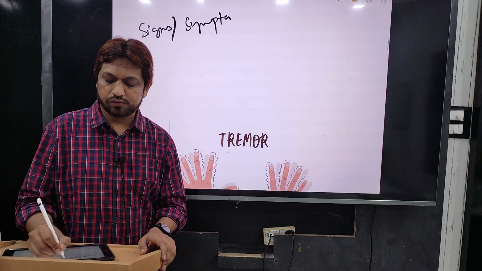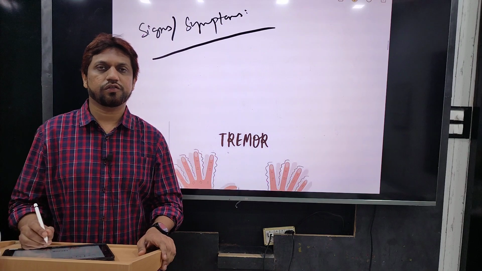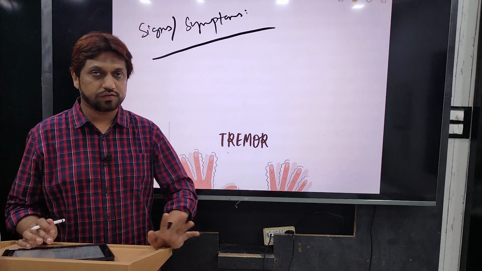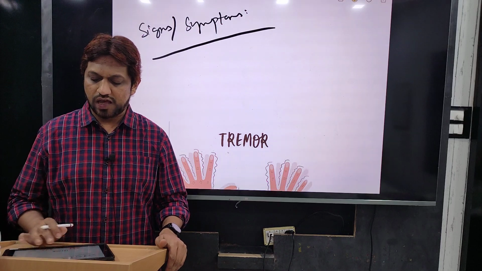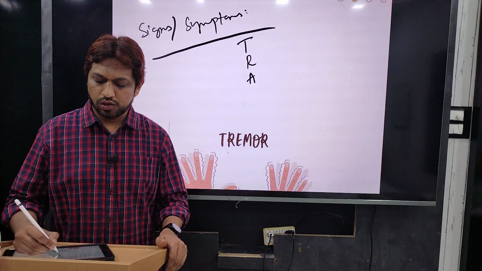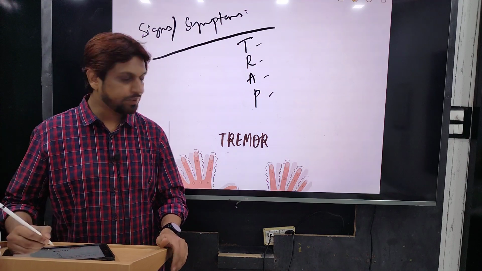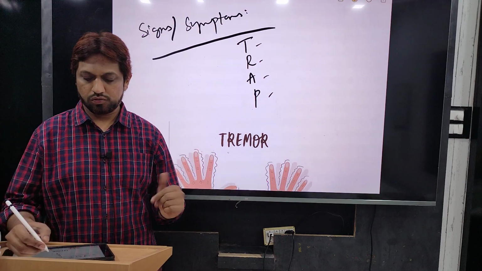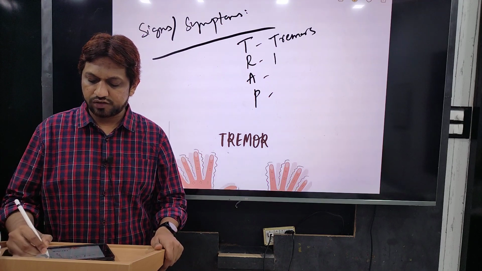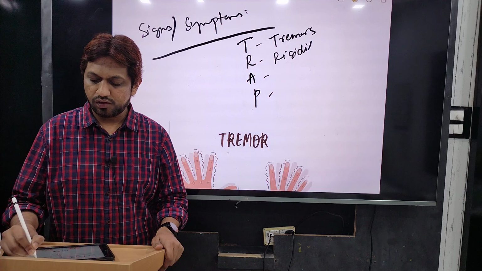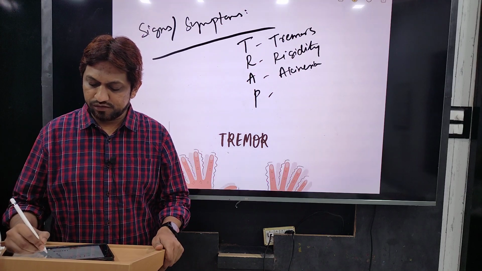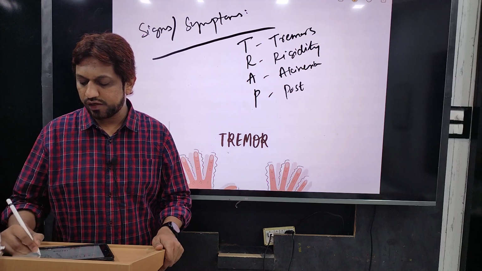Signs and symptoms, or the clinical manifestation. As I said, it mainly affects the motor system, so it has classical signs and symptoms related to the motor system. To remember, you can use the mnemonic TRAP, T-R-A-P. T stands for tremors, R stands for rigidity, A stands for akinesia, and P stands for postural abnormalities or postural dysfunction.